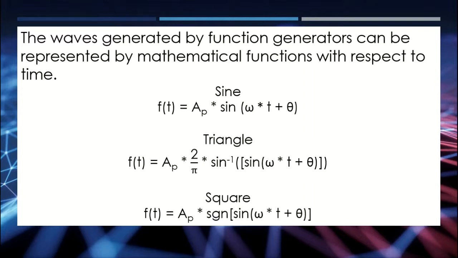And a square wave can be represented by the mathematical function AP times the sign, meaning negative or positive, of whatever the resulting expression of sine(omega t plus theta) is equal to.